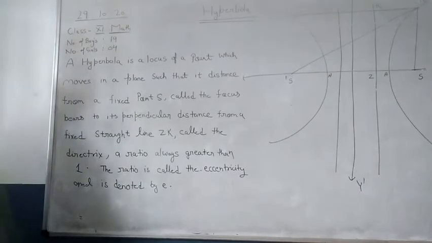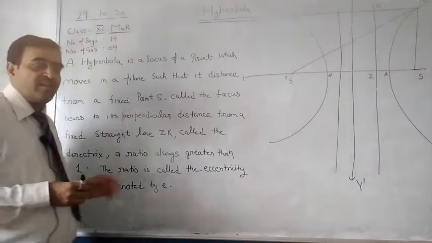A hyperbola is a locus of a point which moves in a plane such that its distance from a fixed point S, called the focus, bears a constant ratio to its perpendicular distance from a fixed straight line ZK, called the directrix. The ratio is always greater than 1. The ratio is called the eccentricity and it is denoted by e.